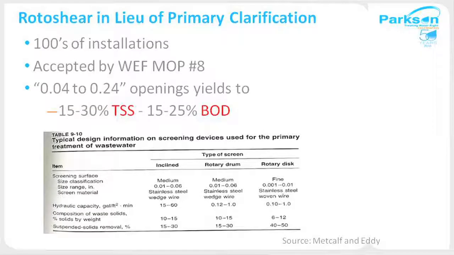One of the most important features or benefits of rotating drum screens is that you can use them in lieu of primary clarification. There are hundreds of installations in the industry this way. It's an accepted practice by WEF's Manual of Practice book, and McAfee also talks about this. And different size openings yield up to 30% of total suspended solids removal and 25% of BOD removal.